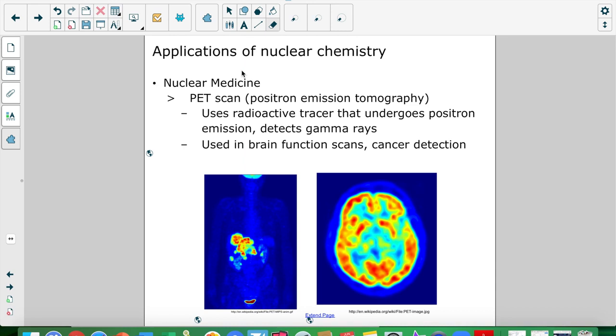and what they do is they use a radioactive tracer, okay, and that is going to undergo positron emission. The positron emission is what we just learned, the beta positive radiation. And at the same time, it will detect the gamma rays. So PET scans are used to describe the brain function, and therefore we can describe if we have a cancer or cells that are causing cancer in our body. There is a video that I am going to be posting on how a PET scan works that is pretty cool and very easy to understand. So I'm going to please ask you to check that out in Google Classroom.